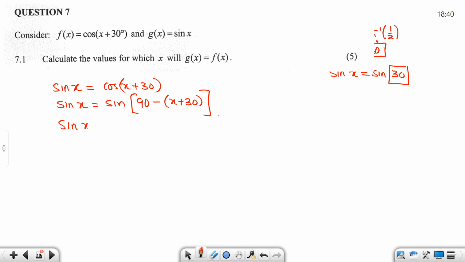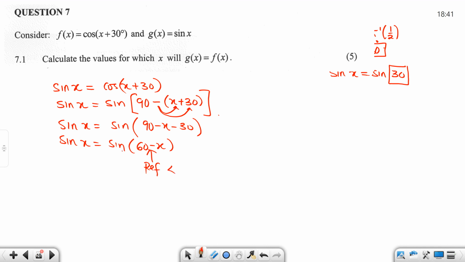What do we have? Sine x equals, can we open this bracket? 90 minus x, remember? Minus 30. Everybody with me? So what do we have? Sine x equals sine 60 minus x. Because already it's sine, right? And it's positive. Q1 and Q what? Q2. Its reference angle here is 180 minus.